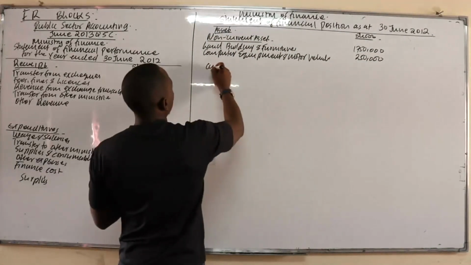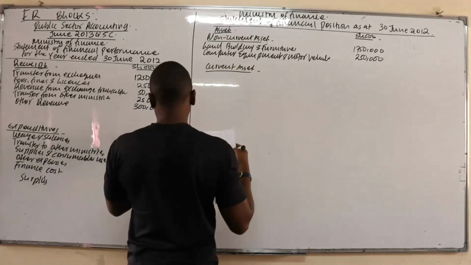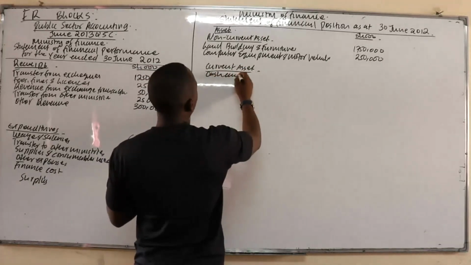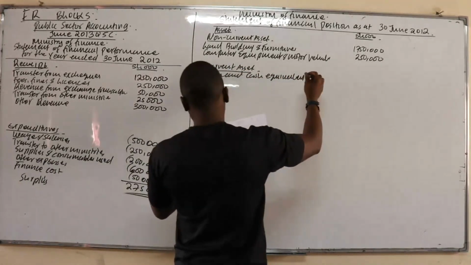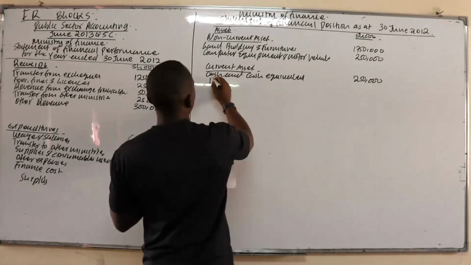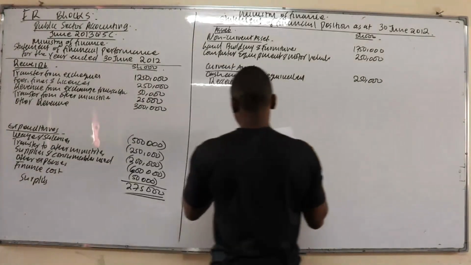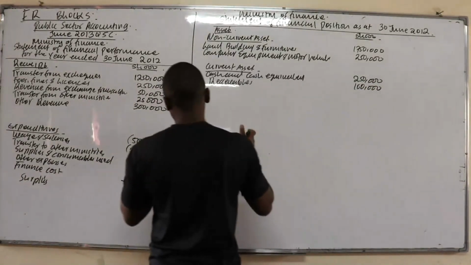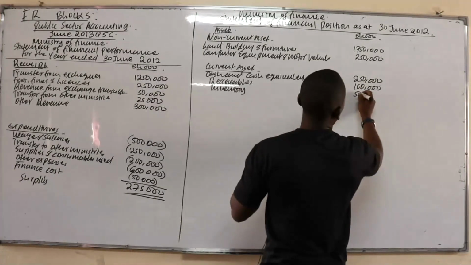Then we go to the current assets. So under the current assets, we have cash and cash equivalents. Amount of 250. We have receivables, an amount of 100,000. Then we also have inventory, an amount of 50,000.